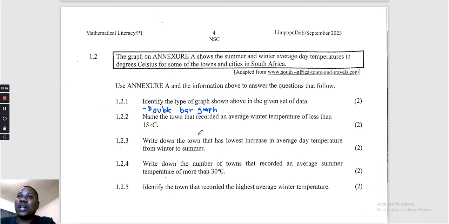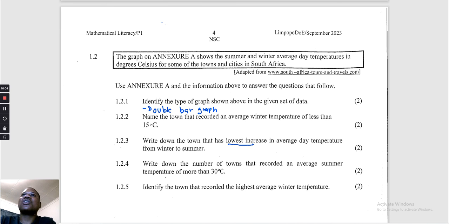And then let's go to 1.2.3. Write down the town that has the lowest increase in the average day temperature from winter to summer. The lowest increase means the temperature has increased from winter to summer, but some of the cities have the lowest increase. It means that it has increased, but not with the highest percentage. It has increased by a small amount.